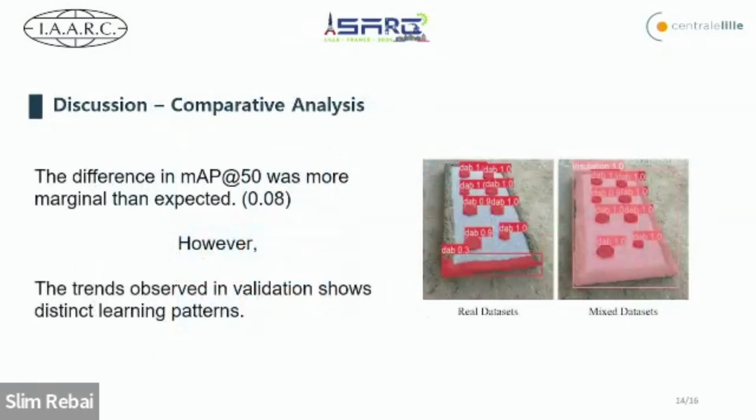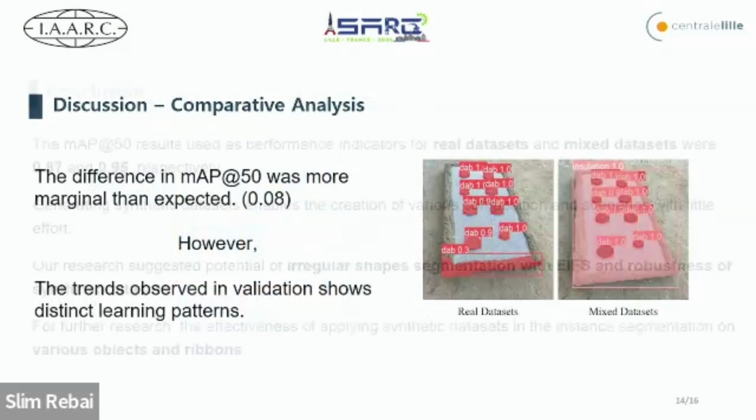Let's talk about the discussion. The difference in mAP at 50 was more marginal than expected, which was 0.08. However, the trends observed in validation show distinct patterns in learning, like the figure right over there.